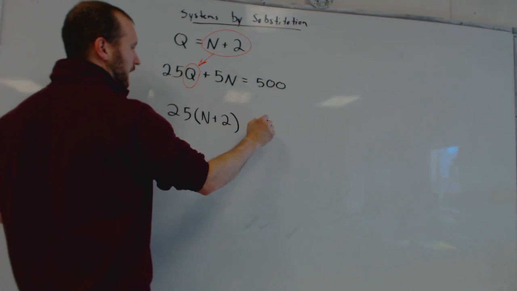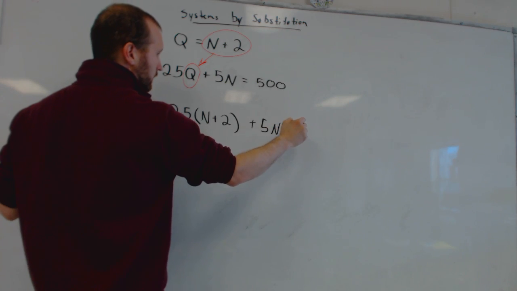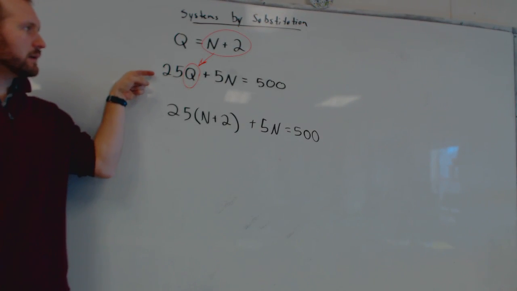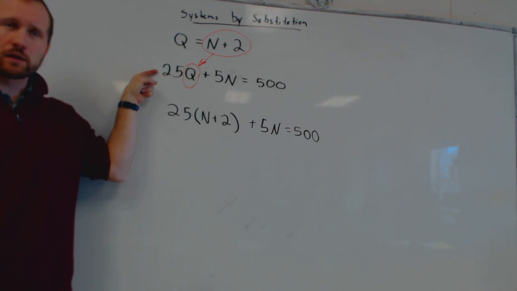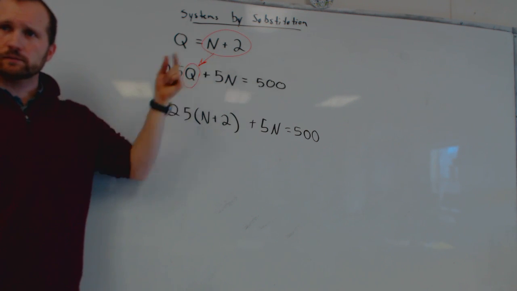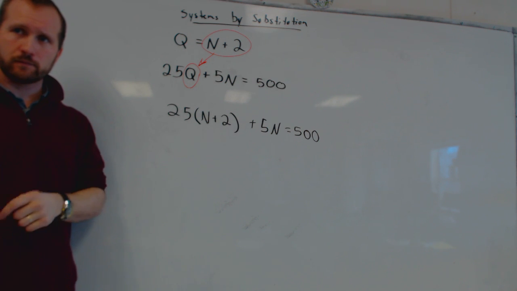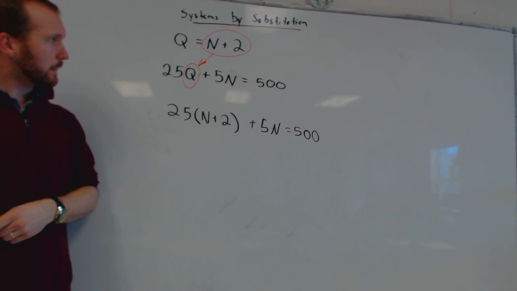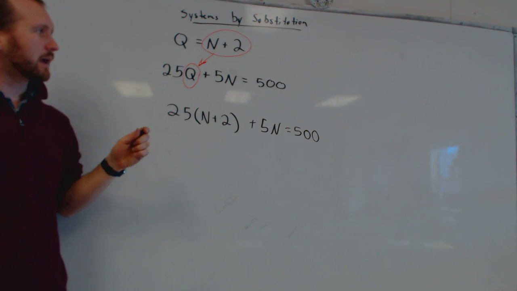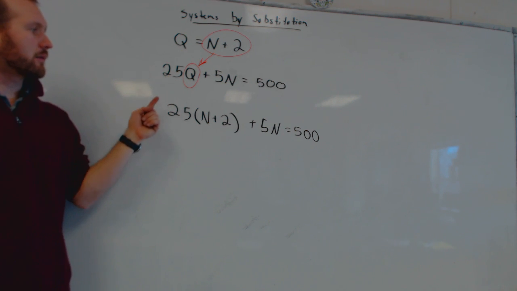And then I have 5n equals 500. All I did was rewrite this equation here, except instead of Q, I wrote n plus 2. I don't really get how you got the 25 and 25 right here. Well, we're not going to talk about that today. We're just going to talk about solving the problem.